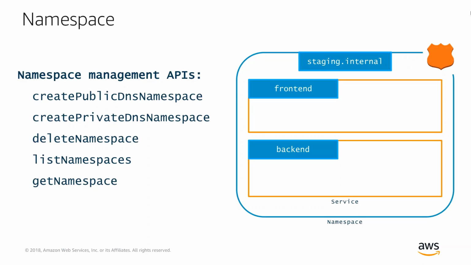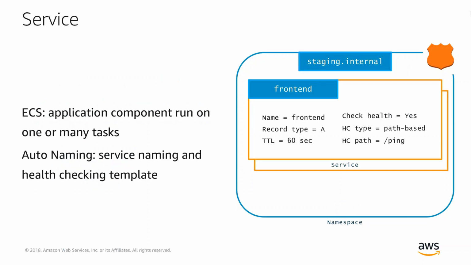And then at the service level is where you specify one of those individual components that's going to run within the namespace, deeply linked to the actual service in ECS. And once again, ECS will handle a lot of this for you automatically.